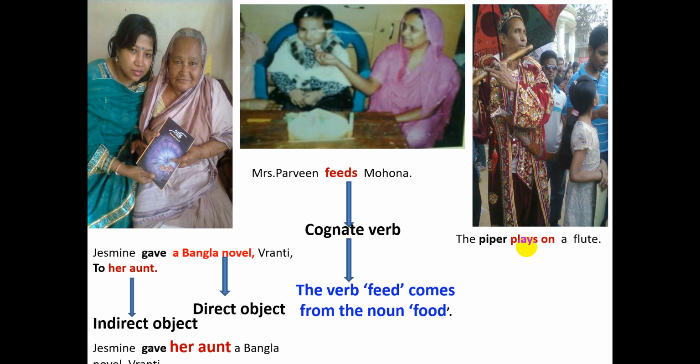Again look, the piper plays on a flute. Here, plays on is a group verb. A group verb is followed by a preposition.